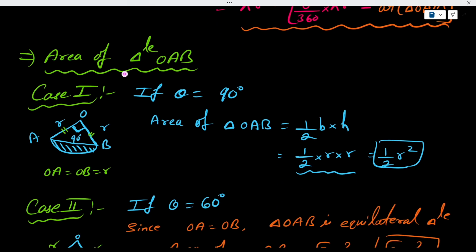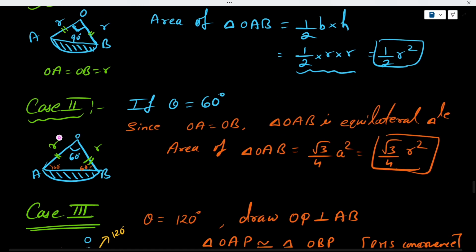So here, how do we calculate? Because calculating the area of the triangle is the most important part. Now you know that if my sector's central angle is 90 degrees, I can directly use half base into height. This is base, this is height. Base and height, they both are r, so it will be half r square.